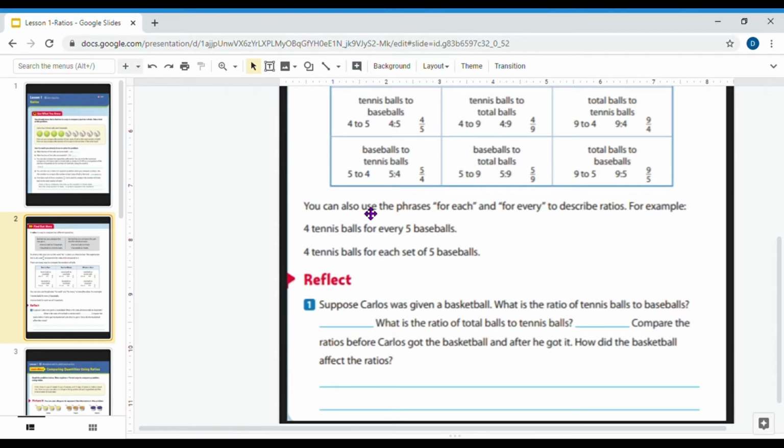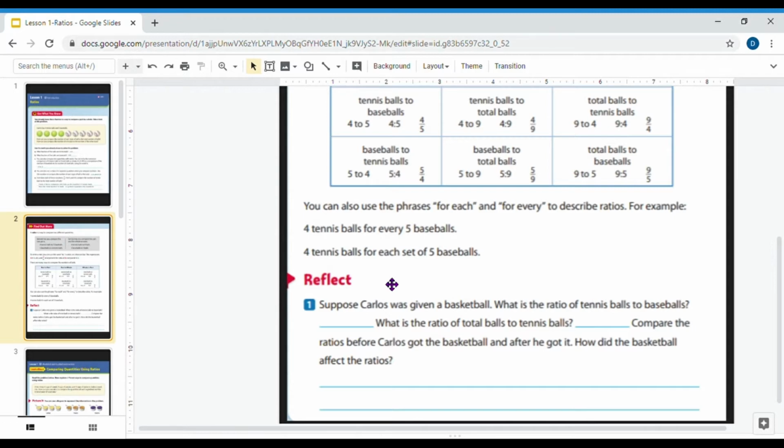Really quick, just before we do our reflection, you do sometimes see the phrases for each and for every to describe ratios, and I just don't want you to get confused. So sometimes these are examples for 4 tennis balls for every 5 baseballs, or 4 tennis balls for each set of 5 baseballs. So don't get confused if you see those phrases as well. And now we can do a reflection here.